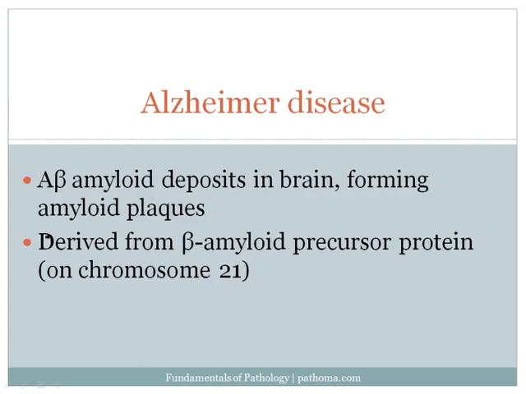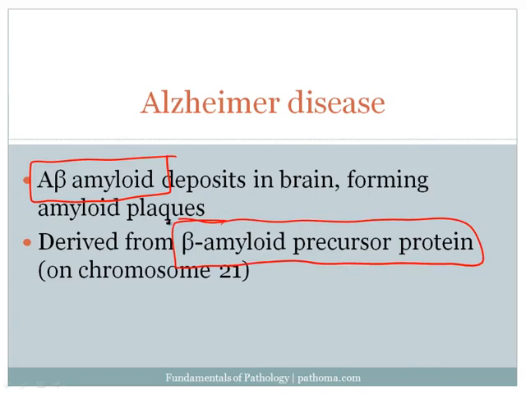Another example, Alzheimer's disease. In Alzheimer's disease, there is deposition of amyloid within the brain as plaques. Those plaques are actually made up of an amyloid called A-beta amyloid. It's important to know A-beta amyloid. A-beta amyloid is derived from a protein called the beta amyloid precursor protein. So, in Alzheimer's disease, we see amyloid plaques. The amyloid plaques contain A-beta amyloid, and the A-beta amyloid is actually derived from beta amyloid precursor protein.